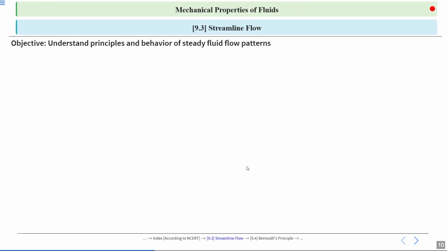now consider fluid flowing through a pipe of varying cross section.